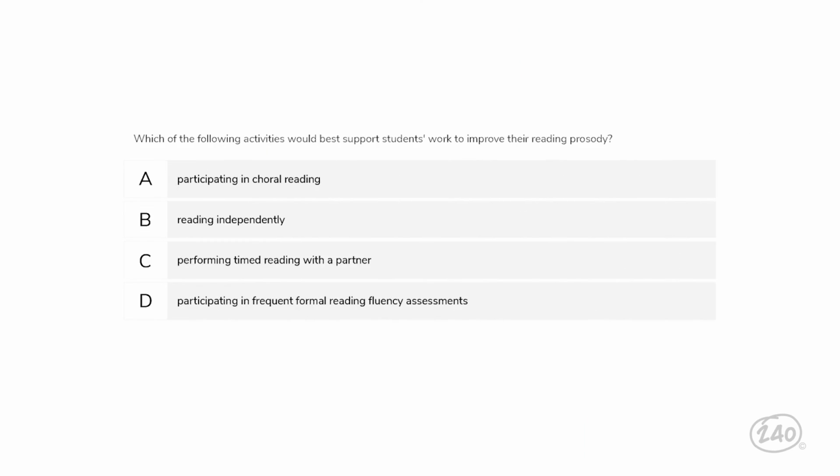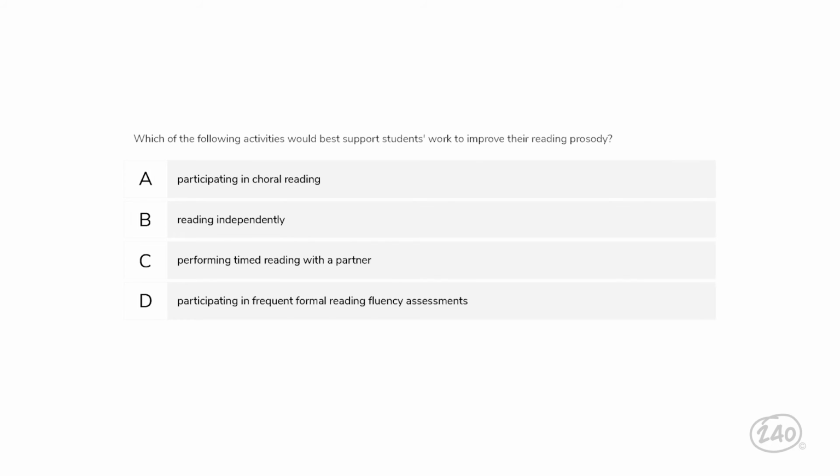All right, time for a question about fluency. Which of the following activities would best support students' work to improve their reading prosody? Participating in choral reading, reading independently, performing timed reading with a partner, participating in frequent formal reading fluency assessments.